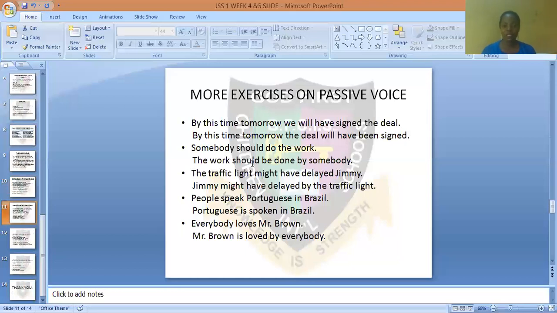People speak Portuguese in Brazil. In this sentence, the subject here is people. Speak is the verb. So, people is the performer of the action to speak. In the passive: Portuguese is spoken in Brazil.